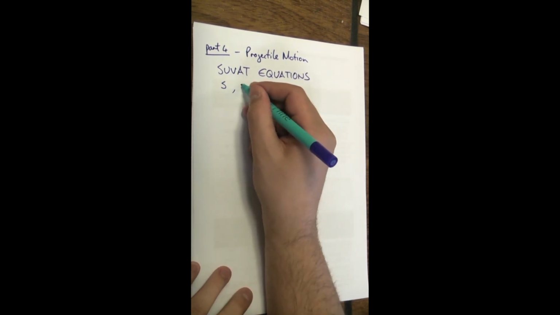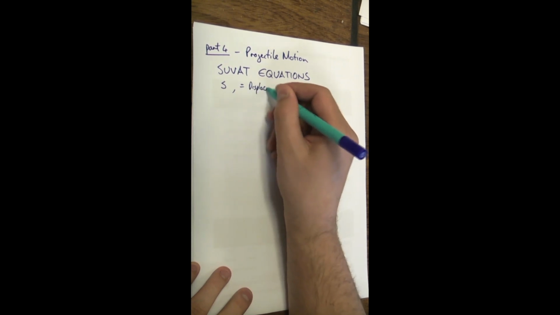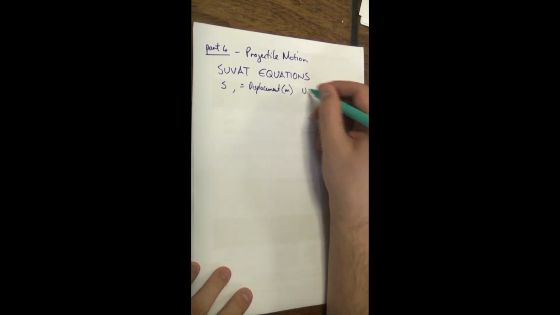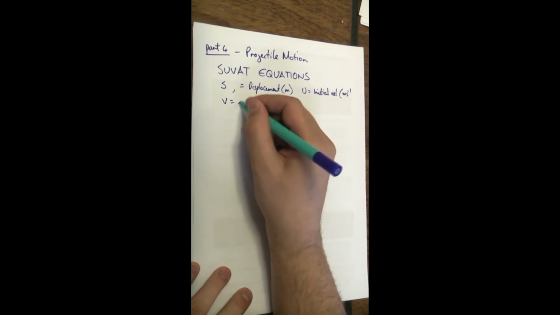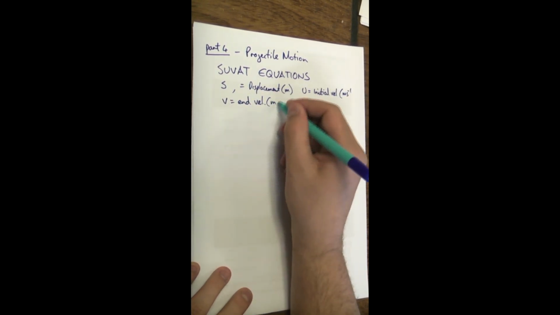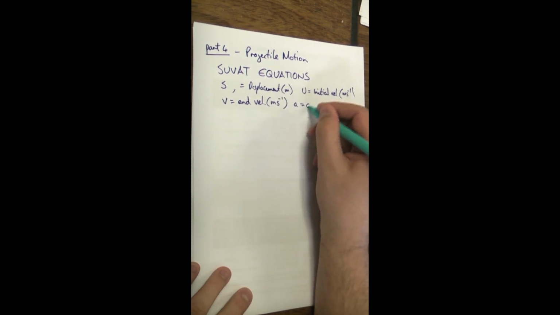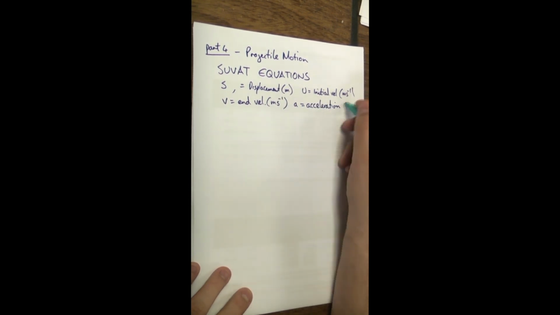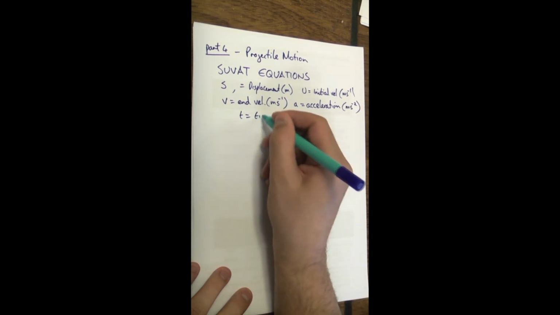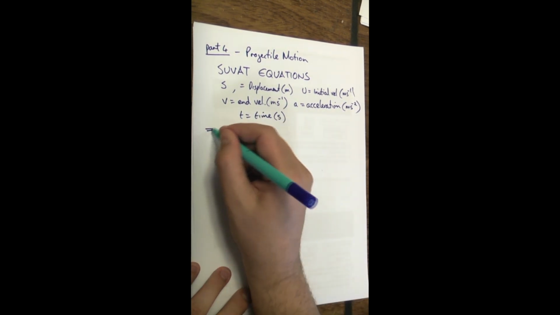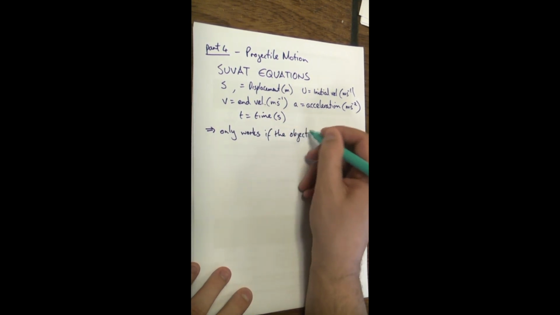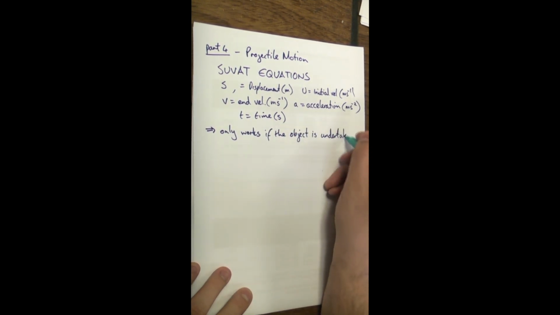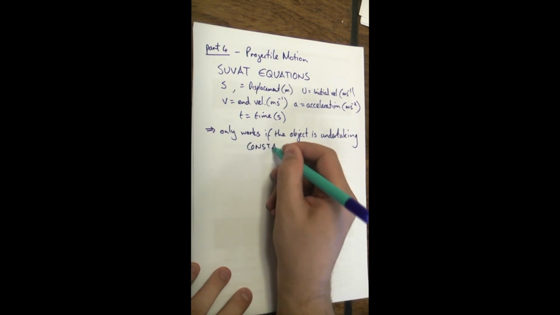So first of all, what does SUVAT stand for? S is displacement, measured in meters. U is initial velocity in meters per second. V is end velocity in meters per second. A is acceleration in meters per second squared. And T is time in seconds. Okay, you can only use SUVAT if the object is undertaking constant acceleration.